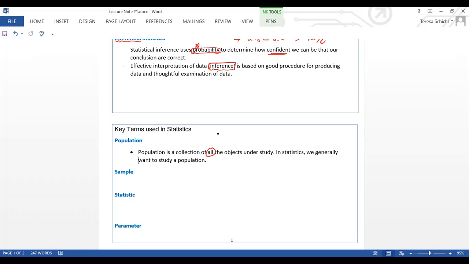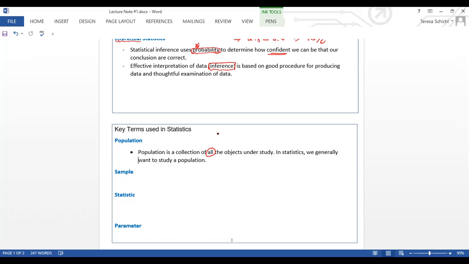Or if you say, I want to see the average family income for the whole of Texas, wow, then your population is pretty big. That means all the families in Texas, and you'd like to see the average income. That is the whole population. If you say, I'm only interested in the average income for the city of Dallas, then your population will be every family in the city of Dallas. But still it's pretty big. But that's our interest.